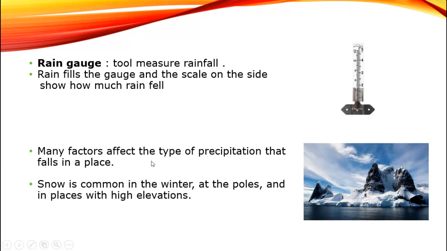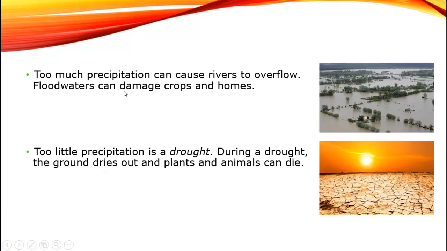Many factors affect the type of precipitation that falls in a place. Snow is common in the winter and at the poles of the earth, and also in places with high elevations. When we have too much precipitation, it can cause the rivers to overflow, and the flood water can damage crops and homes. But also, when we have too little precipitation, there is drought. And during a drought, the ground dries out and the plants and the animals can die.